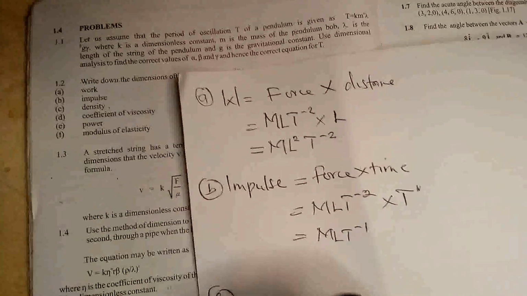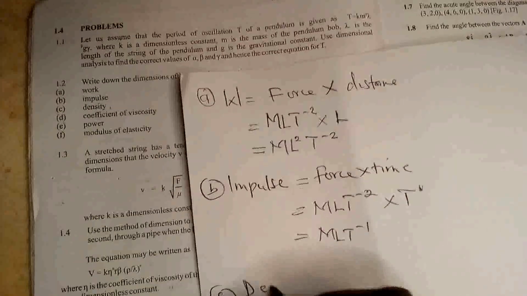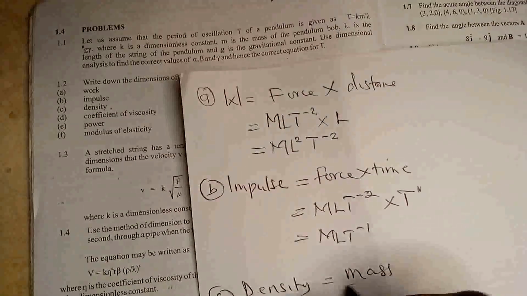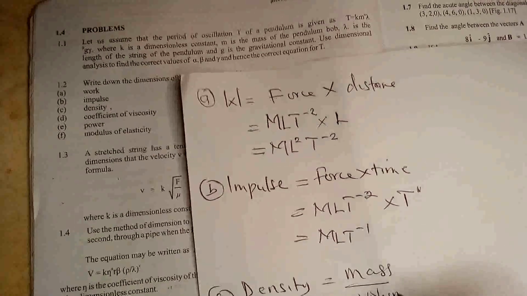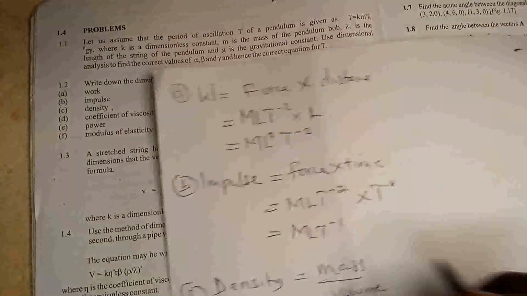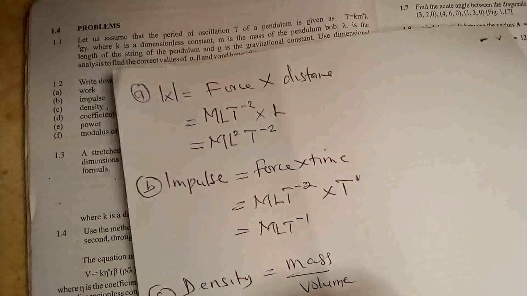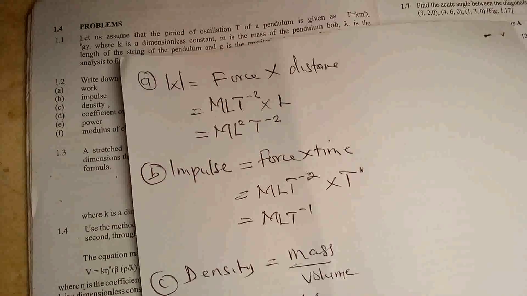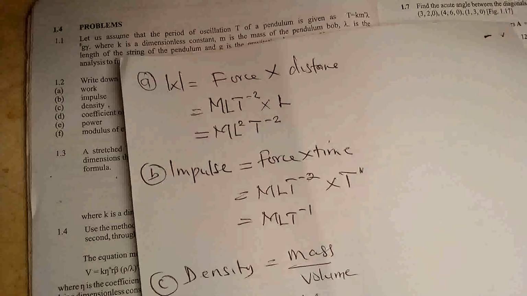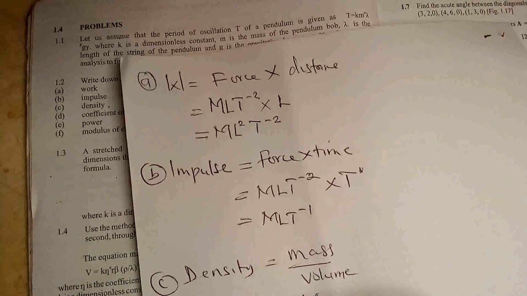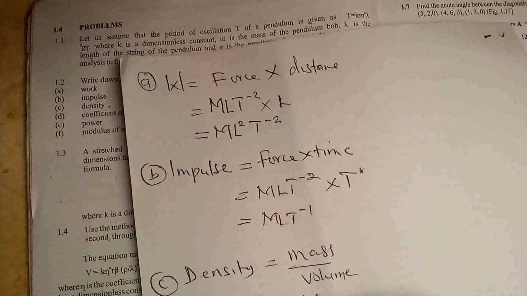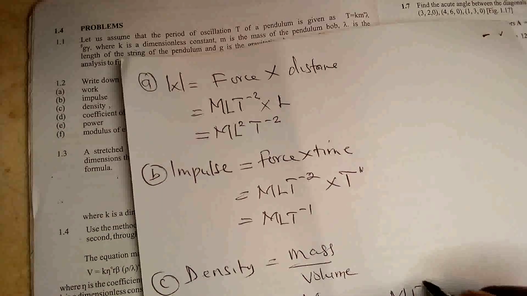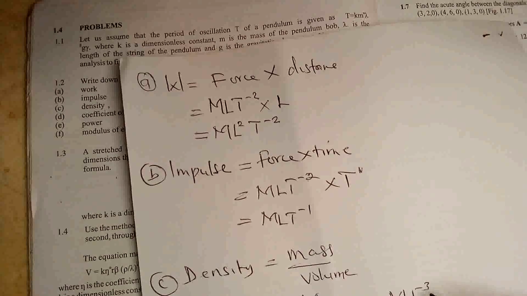Then C, we have density. Density, as we all know, is given as mass over what? Volume. Mass divided by volume. The dimension for mass is capital letter M. The dimension for volume is L cube, that is length times breadth times height, which are all L, giving L cube. So we'll end up having M L raised to minus 3. When you take this off, you change to minus 3.